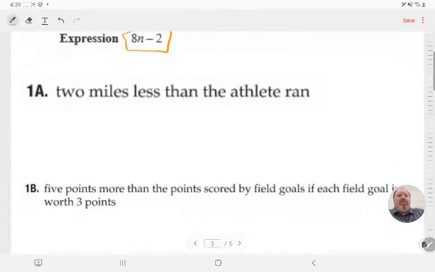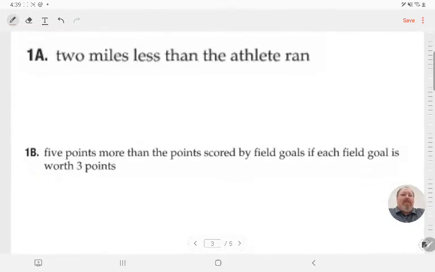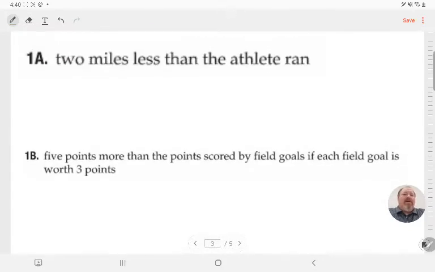So this is where you pause the video, pull up your notes, and answer 1A and 1B. When you get done, come back, take a look, and see how you did. All right.